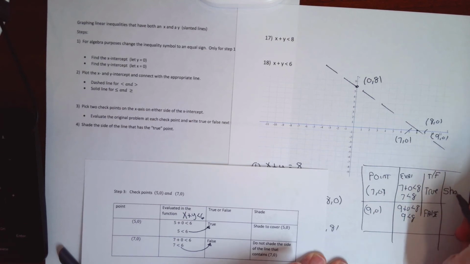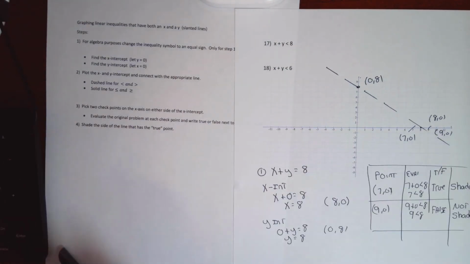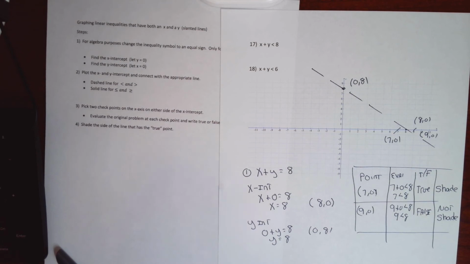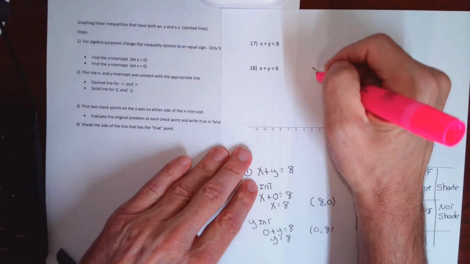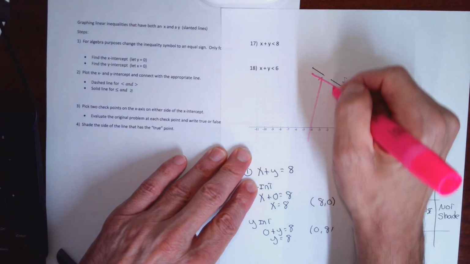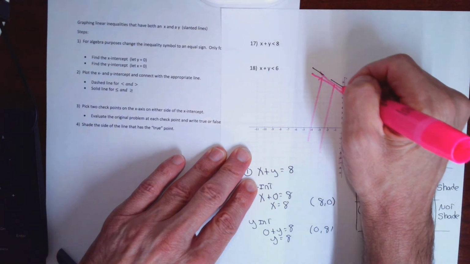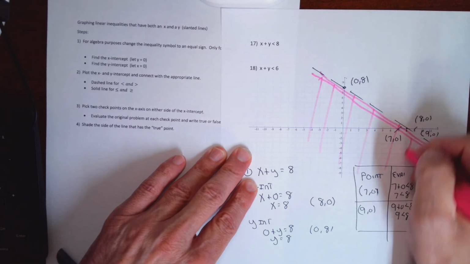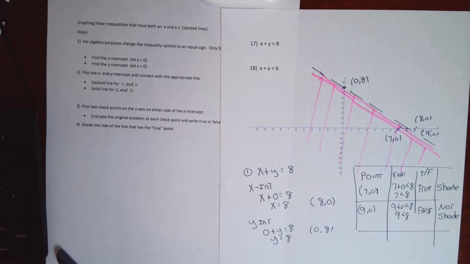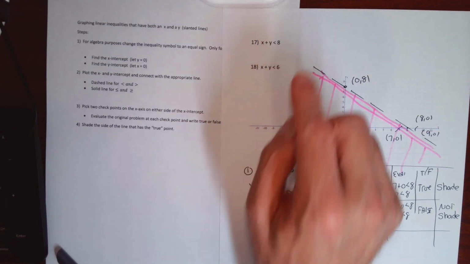I'm going to shade over the true point and not shade over the false point. So for shading purposes, I need to shade right up to the line, and I need to shade the side of the line that contains the true point (7, 0). So I'm going to shade right up to the line and everything under the line. This would be how it would shade. This would be a picture of all the points where x plus y is less than but not equal to 8.